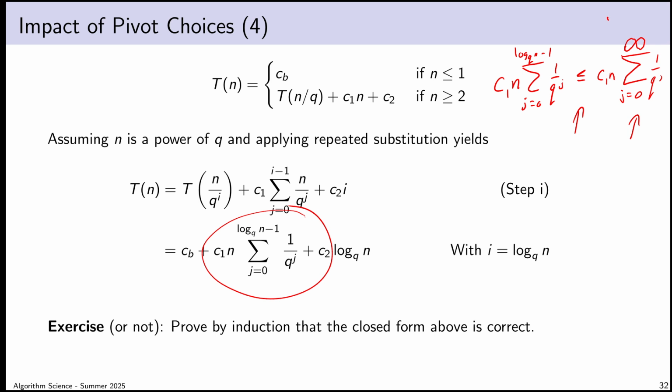It's going to make my life a lot easier. So that's what I'm going to do. And I hope you can agree that it's pretty clear if I add more terms to the sum, it doesn't make the sum any smaller, so this inequality is valid.